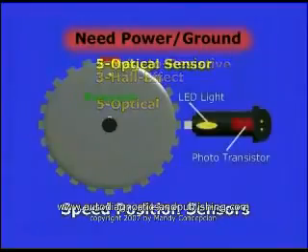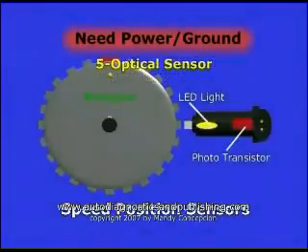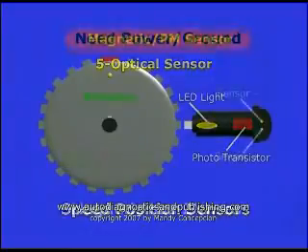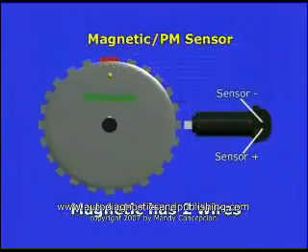The optical sensor also uses a phototransistor to create this signal. The 2 most common types are the magnetic or permanent magnet sensor and the Hall effect position sensor. The magnetic sensor produces its own sine wave.